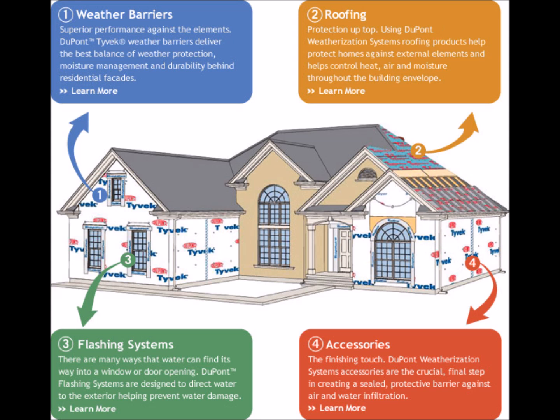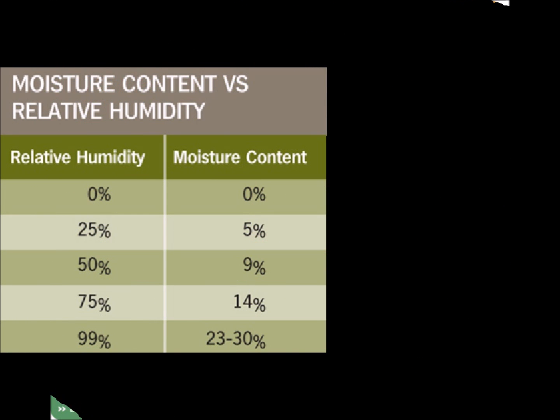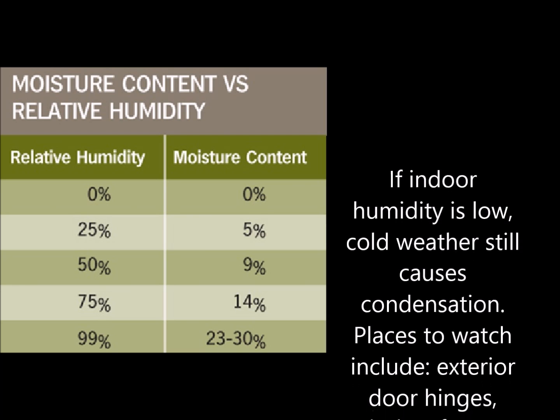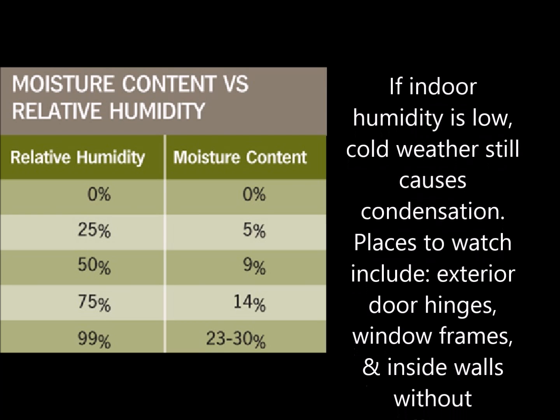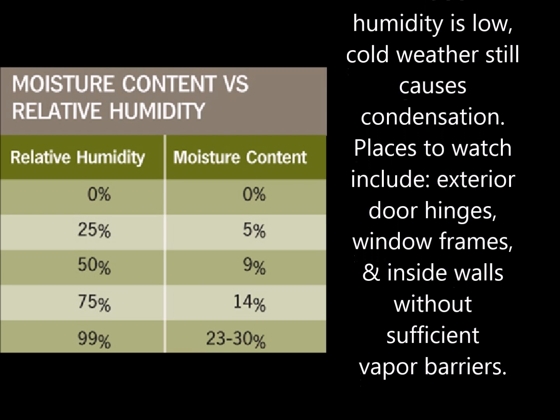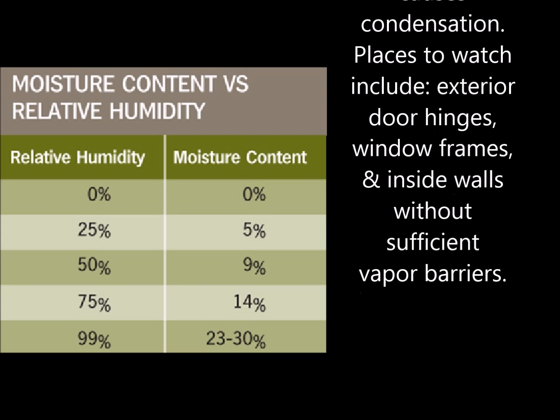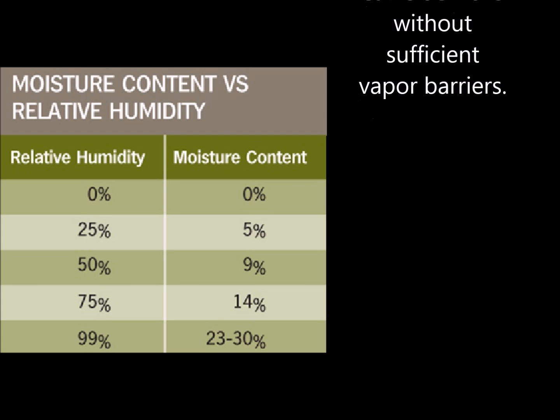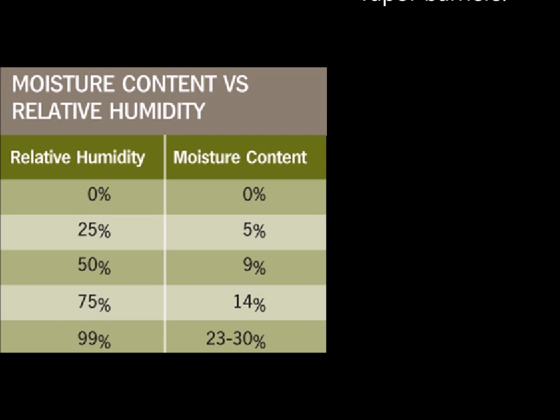Even with low indoor humidity levels, cold weather causes condensation from exterior door hinges, wood frames, and inside walls with insufficient vapor barriers. This will increase moisture content in small areas. Exterior moisture can be from rain, but it also comes from humidity. While most people can understand that the house must be protected from rain, they can easily overlook the real mechanism of moisture penetration into the house.